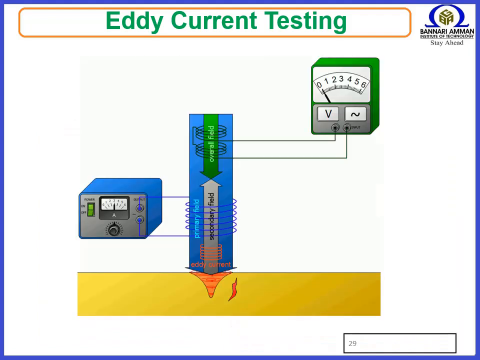Eddy current testing uses the fact that when an alternating current coil induces an electromagnetic field into a conductive test piece, a small current is created around the magnetic flux field, much like a magnetic field is generated around an electric current. The flow pattern of this secondary current, called an eddy current, will be affected when it encounters a discontinuity in the test piece, and the change in the eddy current density can be detected and used to characterize the discontinuity causing that change.